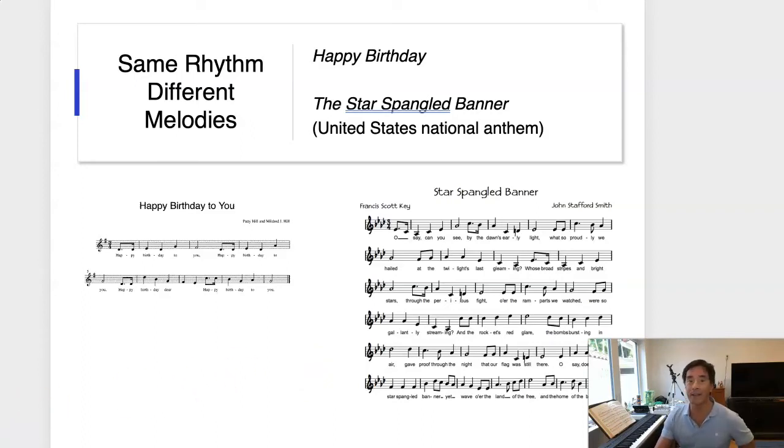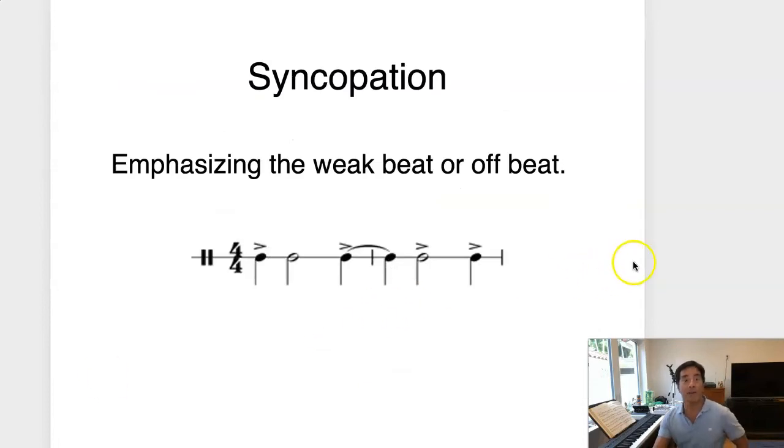Okay, one last little rhythmic trick, and that is syncopation. Syncopation is emphasizing the weak part of the beat or the offbeat, and I'm going to use the term offbeat to represent the parts of the rhythm that are inside of the beat. So in other words, if we're counting 1, 2, 3, 4, 1, 2, 3, 4, we can go twice as fast.